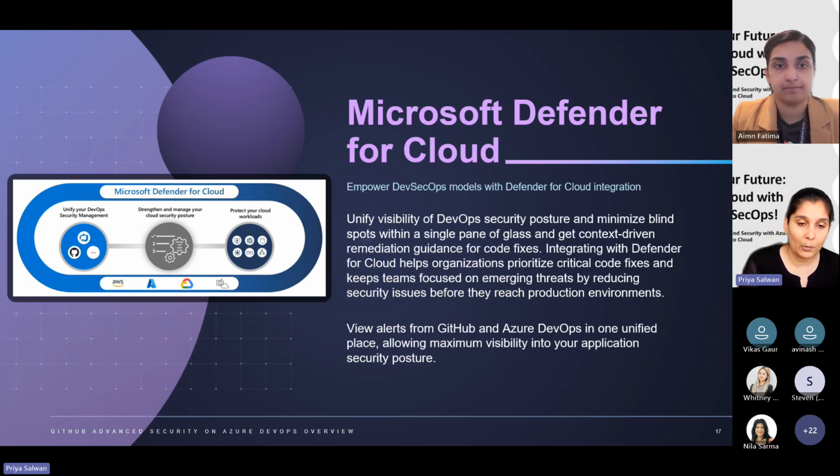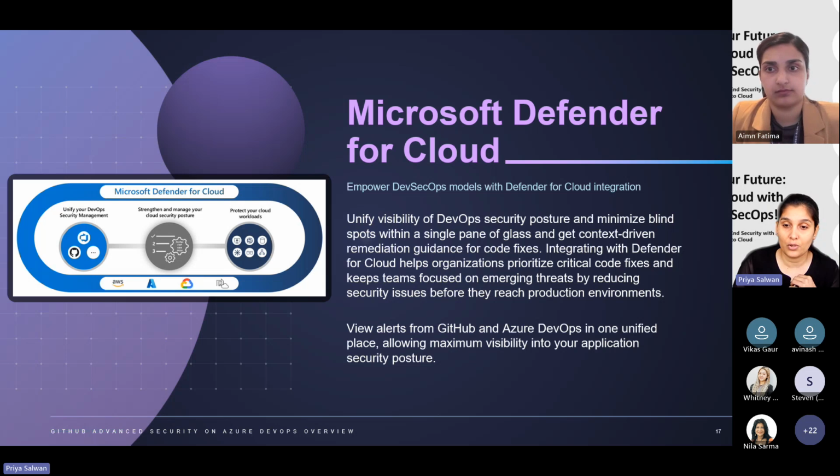Eamon is going to go much more in depth on this particular tool, but from the DevOps lens, I think for any successful application security, the whole involvement is that we can effectively communicate alerts to the broader security team. And GitHub Advanced Security for Azure DevOps actually connects with Microsoft Defender for Cloud to further empower organizations and their DevSecOps model. So with Defender for Cloud, you can unify the visibility of DevOps security posture. You can strengthen cloud resource configuration in code. You can address potential vulnerabilities and risks before they impact your production environments. And you can also receive context-driven remediation guidance for code fixes.